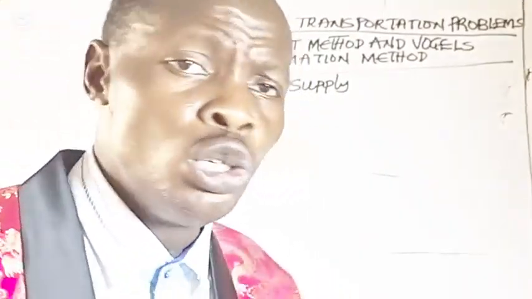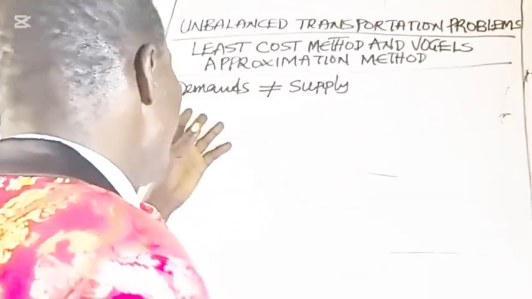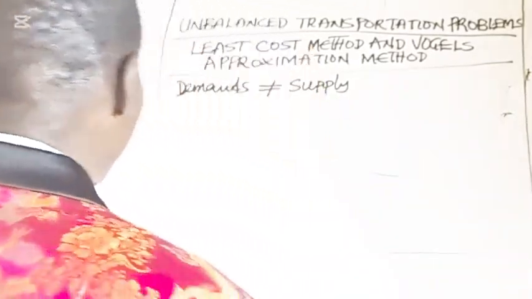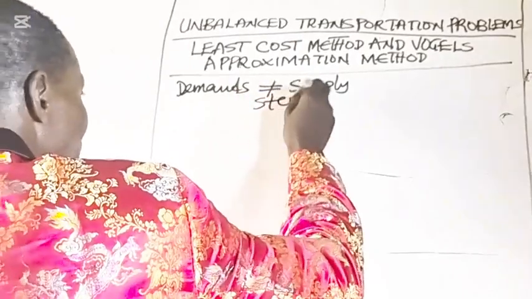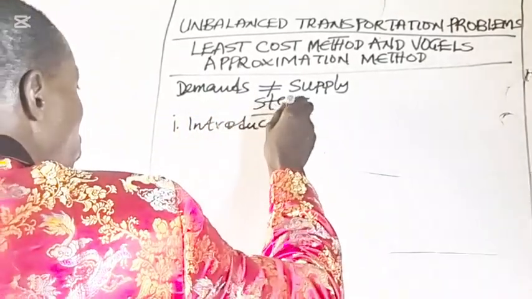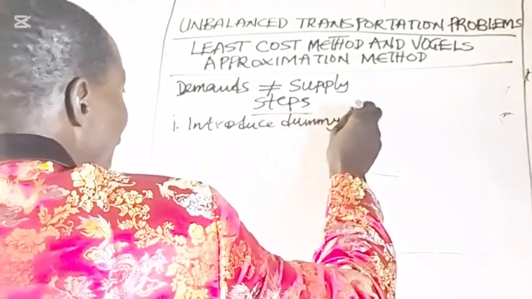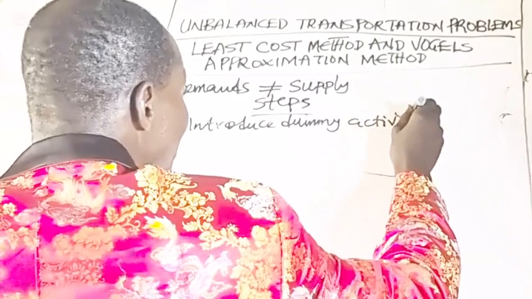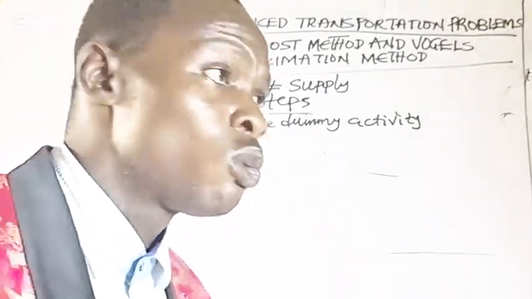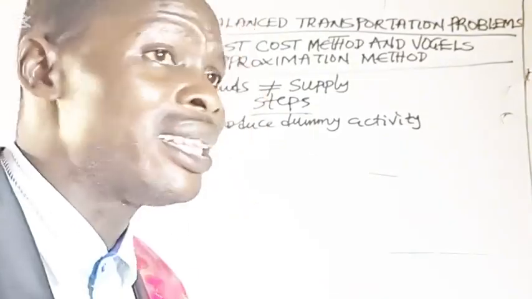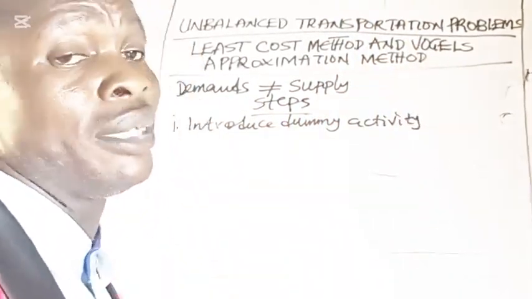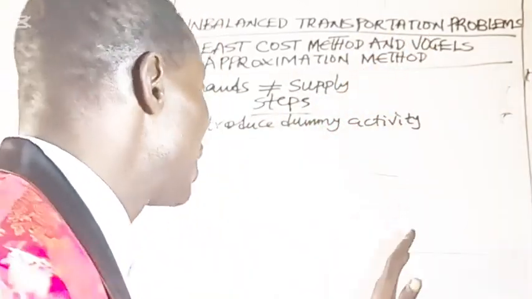So how do you solve problems involving unbalanced transportation problem? The first step is to introduce dummy activity. It depends on how the problem is structured. Where the supply is greater than demand, that means dummy will be introduced vertically. You introduce a dummy in order to make it balance.